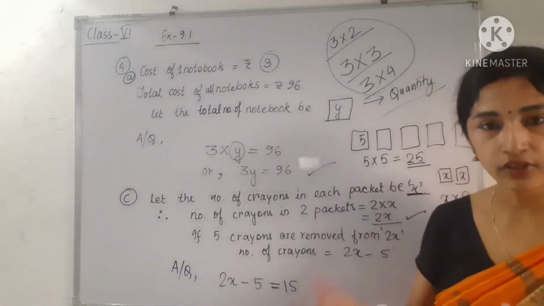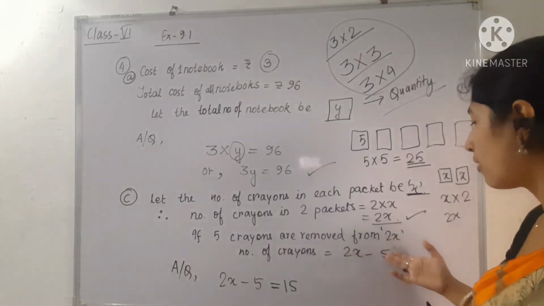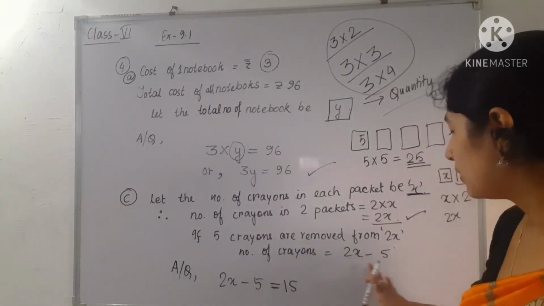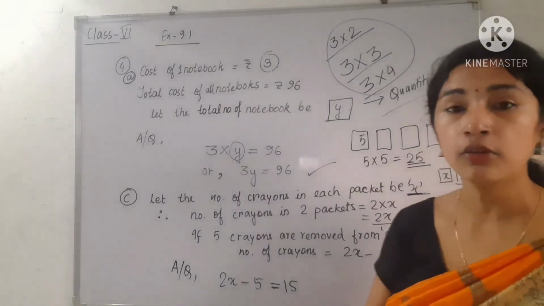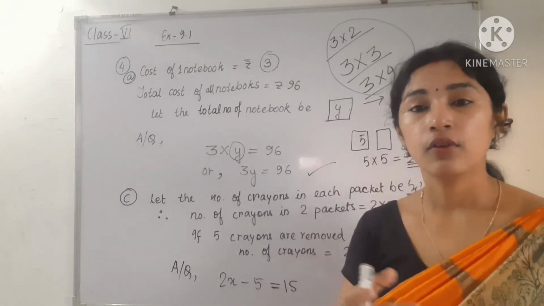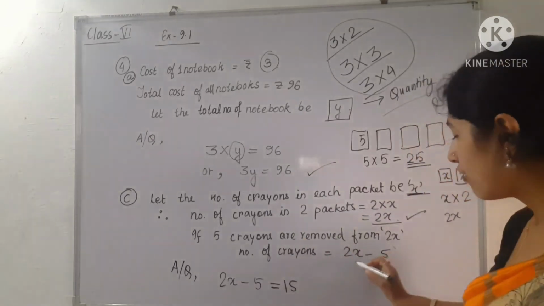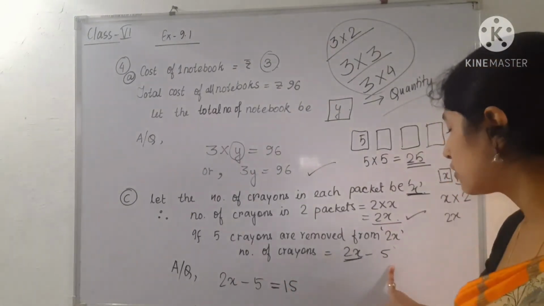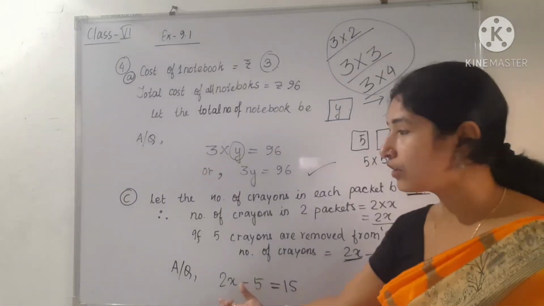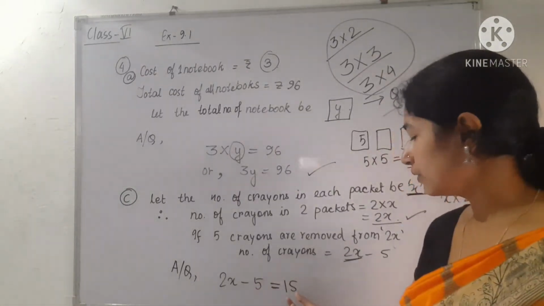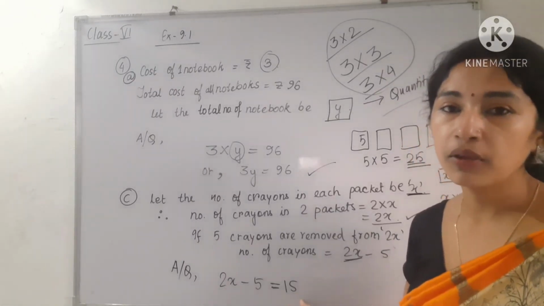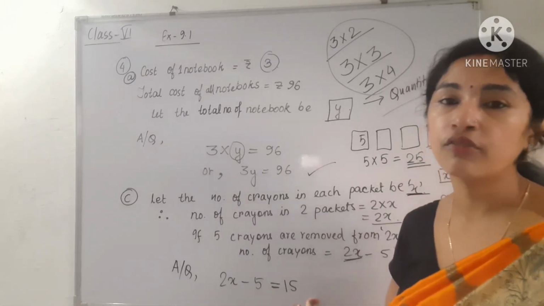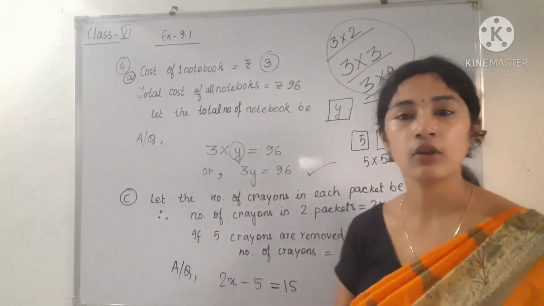So we are removing 5 crayons now. If 5 crayons are removed from 2x crayons, then you have to subtract 5 from it, because we are removing, that means it will be decreased. So we have to subtract 5 from the total number of crayons present in the 2 packets. So 2x minus 5, and it is given in the question that after removing 5 crayons, the number of crayons left will be 15. So we have to equate that to 15. The final algebraic equation will be 2x minus 5 equal to 15.